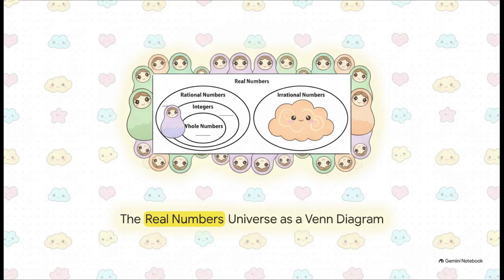Every whole number is an integer, and every integer is a rational number. But taking a step back, the irrational numbers have their own completely separate space. They share absolutely no overlap with the rational numbers. Though, when you put them all together, the whole shebang makes up the entire universe of real numbers.